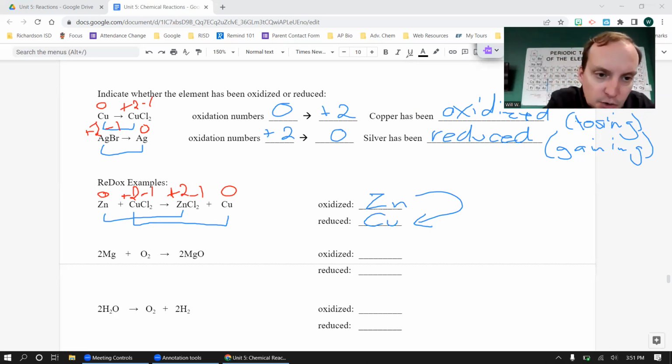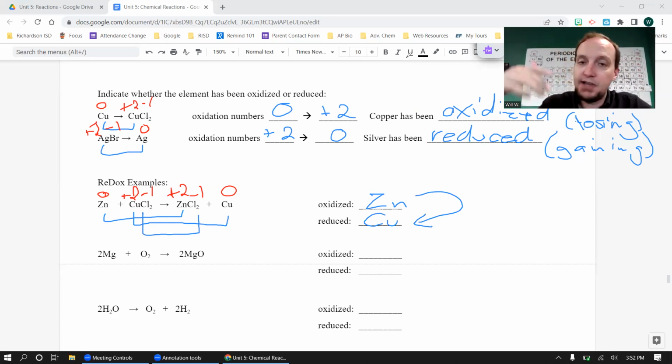Well, let's go ahead and look at the chlorine. The chlorine is going from a -1 to a -1. What that means is the chlorine is a spectator ion. Chlorine is not doing anything. It's just there along for the ride. It is not gaining electrons. It is not losing electrons. It is just present. Much like a spectator at a sporting event, they are not involved in the competition. They're just there to watch. Chlorine, in this case, is a spectator ion. It is there just to watch.